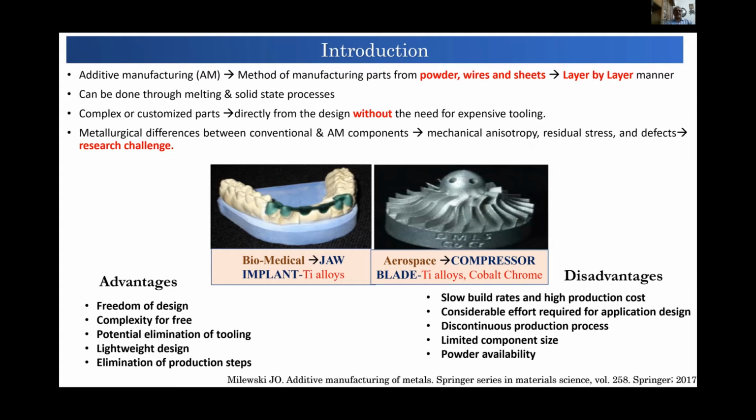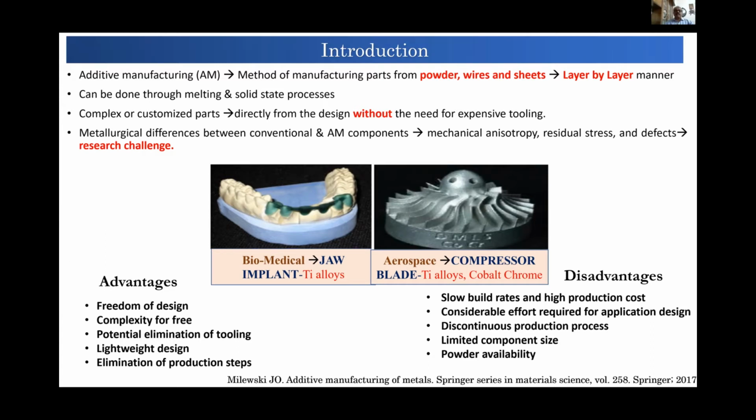The process can be done by melting as well as in a solid state manner. There are solid state variants which are, although not very popular, but they may come soon into existence. The main claim to fame of this process is a complex part can be formed in a customized manner directly from design without the need of expensive tooling as required for conventional manufacturing. The process is near net shape process. In metallurgical engineering, we classify such processes into near net shape processing, where you can directly get to the final component from the elemental constituent or the primary constituents of the process.